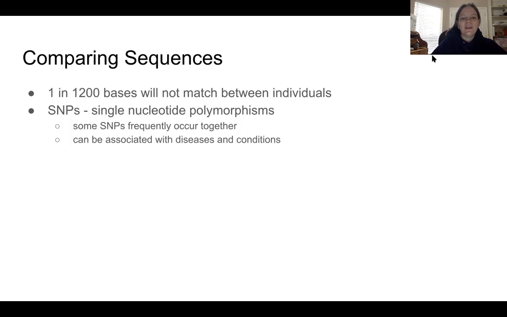And then they can also find what they call SNPs, or a single nucleotide polymorphism, which is this really sciencey way of saying that you have a single base that's different. Okay, it's these 1 in 1,200 non-matching bases that would be SNPs. So sometimes you get certain SNPs together, which then they can associate with, oh, okay, these are the differences that lead to this disease or this condition or this disorder.